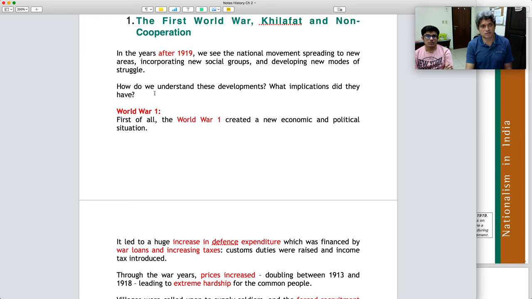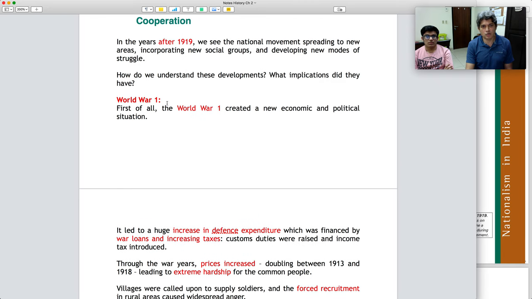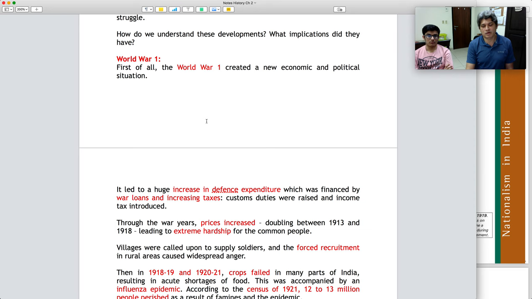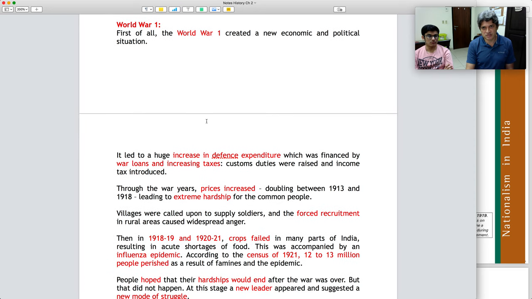So after 1919, we see the national movement spreading to new areas, incorporating new social groups and developing new modes of struggle. So how do we understand these developments? What implications did they have? World War One created a new economic and political situation. Economic situation, why? Because the Britishers were in World War One and they needed more money to fund their military excursions.